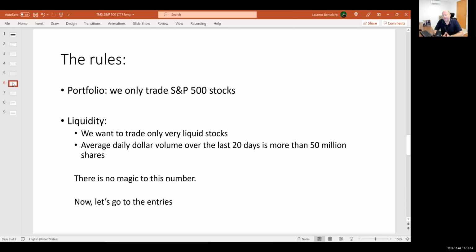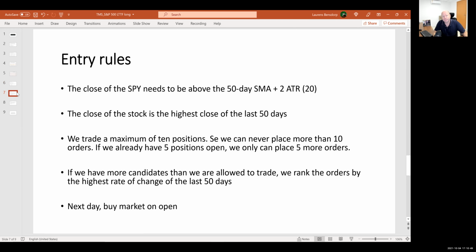If you have a very small account, you can certainly trade stocks that are a lot less liquid and you get more opportunity for that. But this is totally fine, but there's no magic to this. So let's go to the entries.